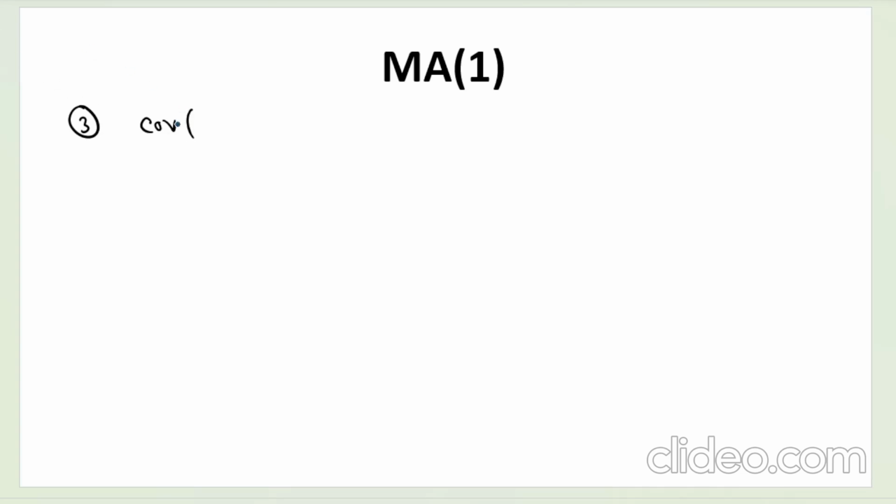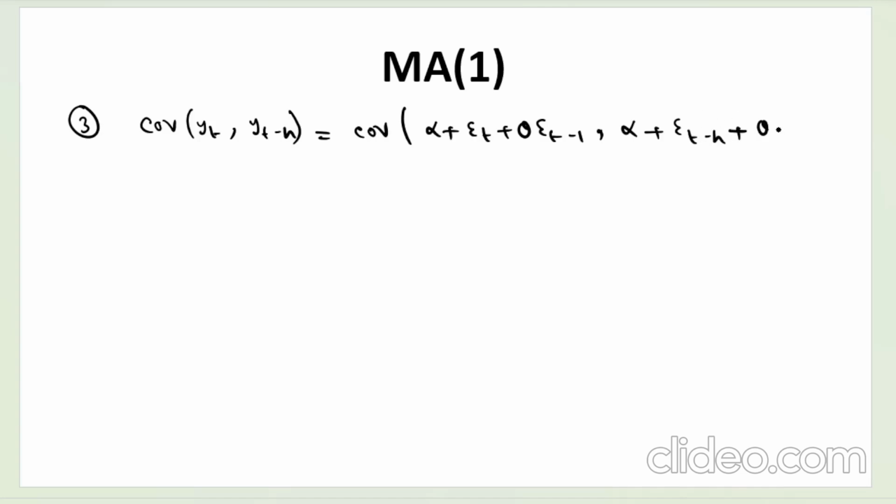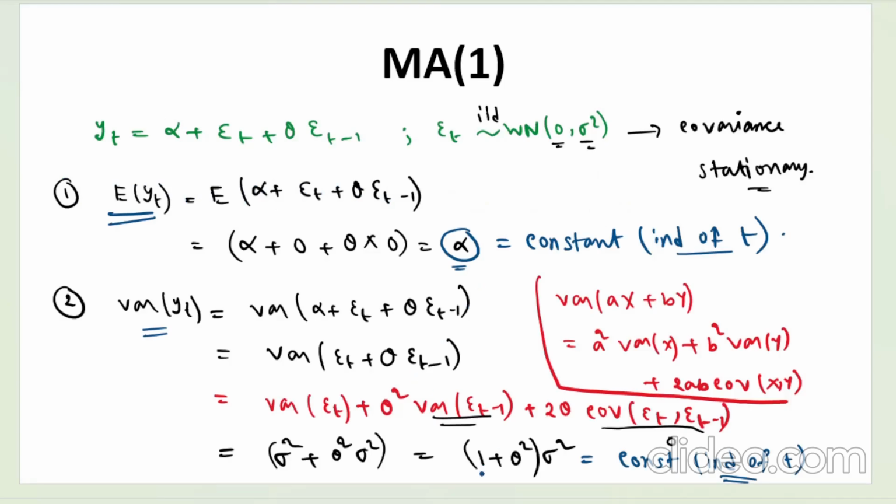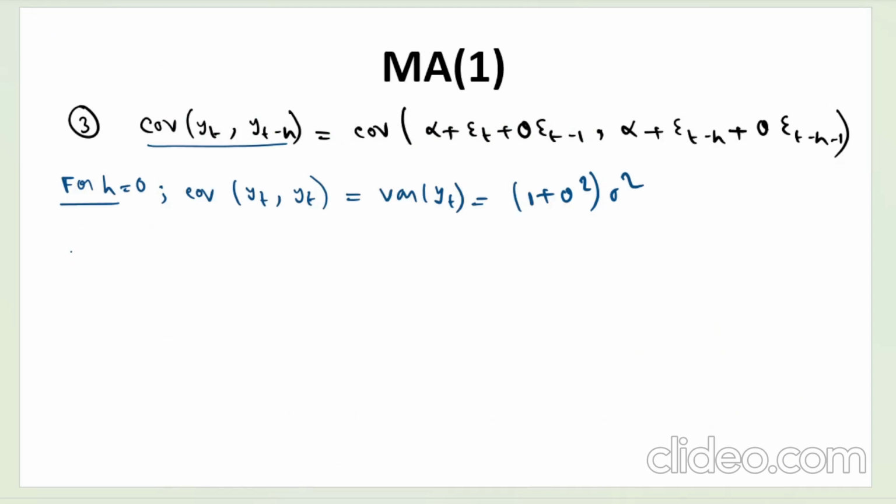So the covariance of Y_t and Y_(t minus h), what will this be? This is basically alpha plus epsilon t plus theta epsilon t minus 1, and then you have alpha plus epsilon t minus h. So simply instead of t you are writing t minus h, plus theta epsilon t minus h minus 1. Now for h equal to 0, this will be the covariance of Y_t with itself, which is basically the variance of Y_t. And the variance of Y_t, as we found earlier, is (1 plus theta squared) times sigma squared. And we are not interested in this case. We are more interested in what will happen when h is not equal to 0.